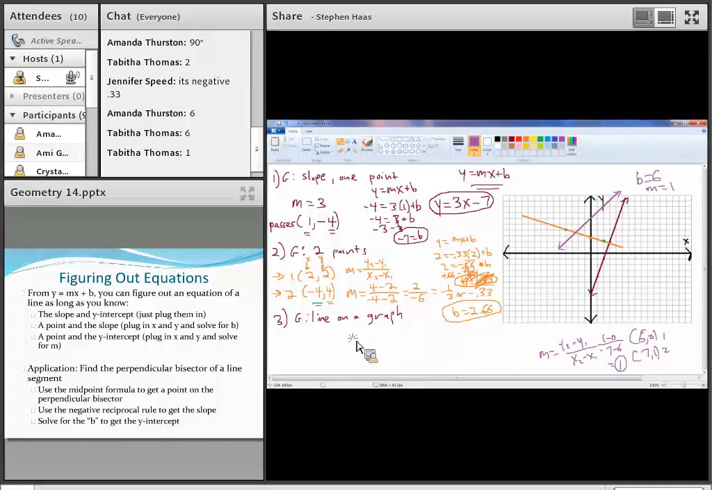So, therefore, y equals the slope, which is 1x, which is the same thing as just plain x. You don't have to write the 1, because 1x and x are the same thing, plus 6. So the purple equation is simply y equals x plus 6. Okay.